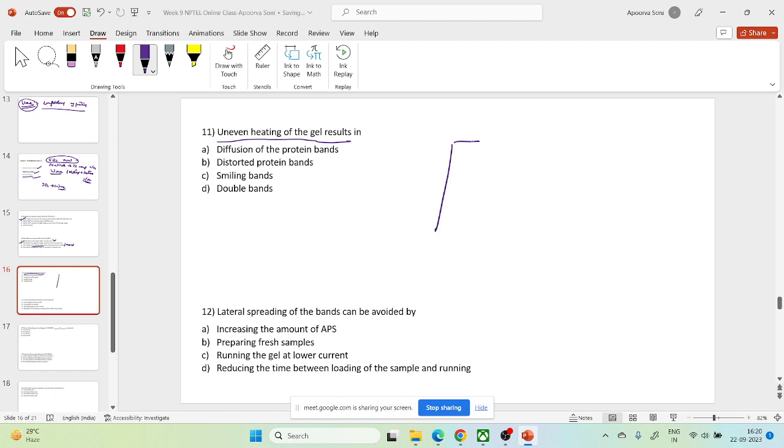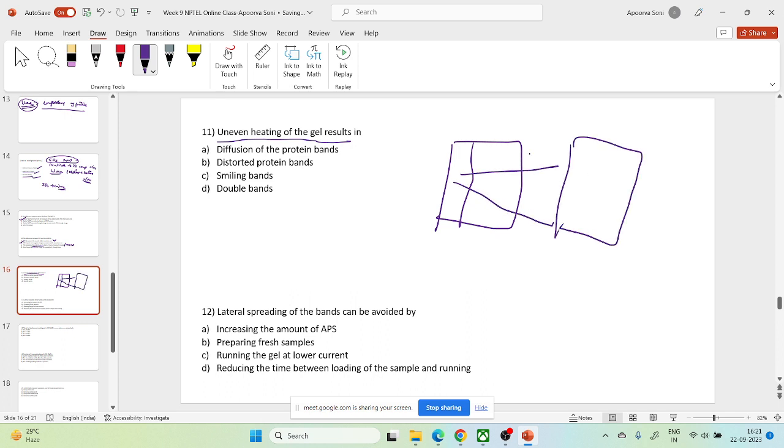This is your gel, okay? Let us think that I have zoomed one lane. This is one lane, and I have zoomed it here, and this is one lane I'm talking about, okay? And in this lane, in this part, and in this part, it is very heated up. So here movement is more. Here movement is more. But this middle portion, the gel is not that much heated up. So here movement would be less. So you will get a band like this.